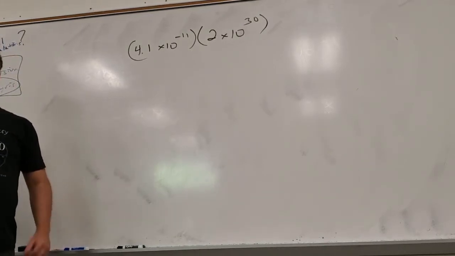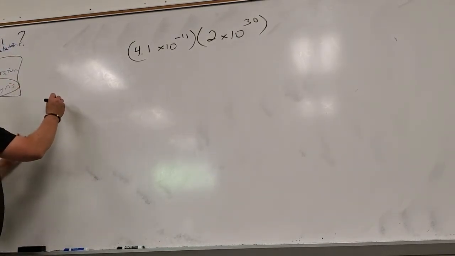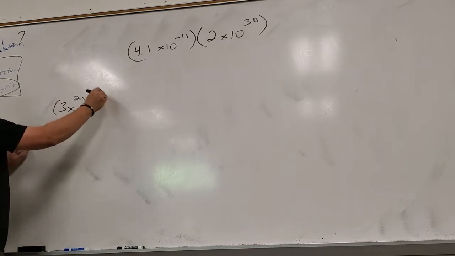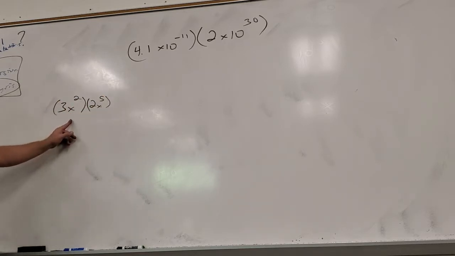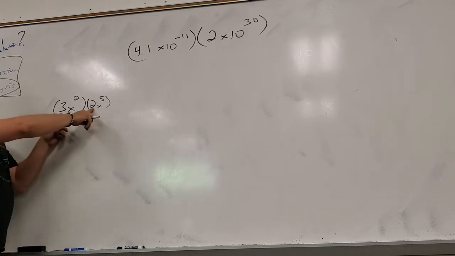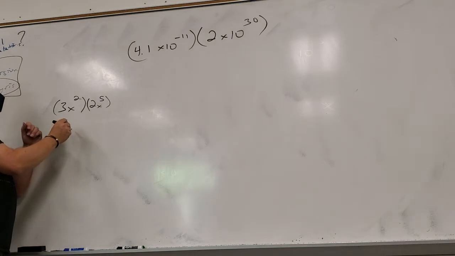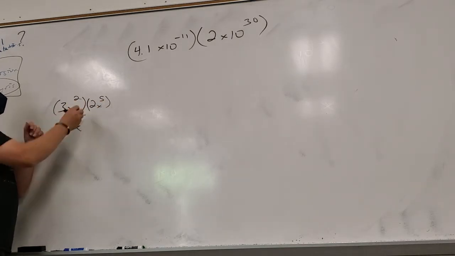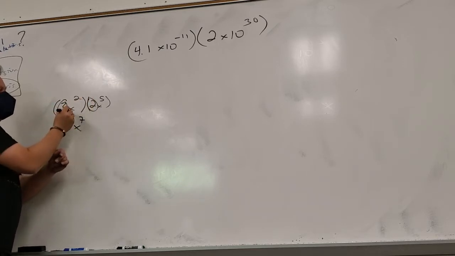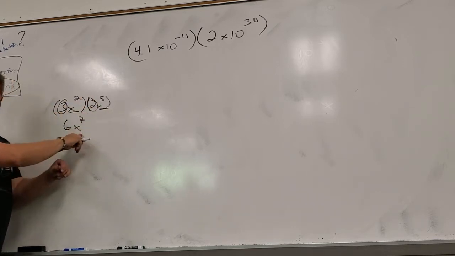All right, so real quick, watch on the side here. What is 3x squared times 2x to the 5th? 6x to the 7th. Yeah, 3 times 2 is 6, x to the 7th, because 2 plus 5 is 7. So you put your numbers together, and then you put your bases with powers together.